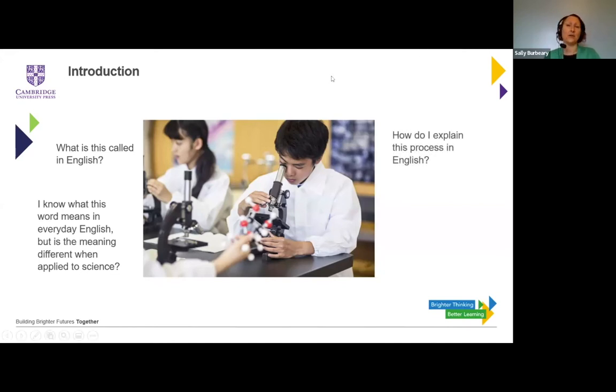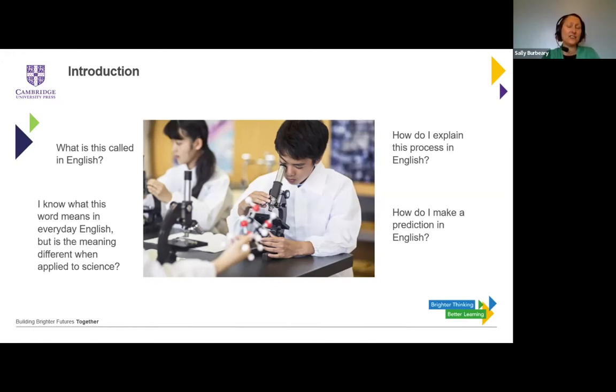And also, it might be about thinking more along structures now. So how do I actually explain this scientific process within the language of English? I know how to do that in my language, but how do I explain this in English? And very often, one of the many functions that students are required to use is about predicting. So how do I actually predict what's going to happen in my scientific experiment? How do I do that in English?